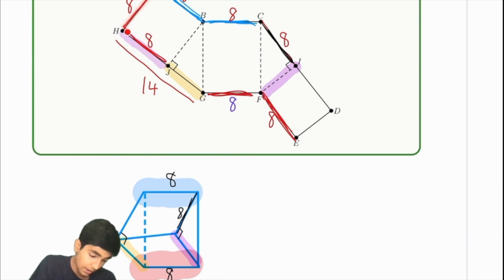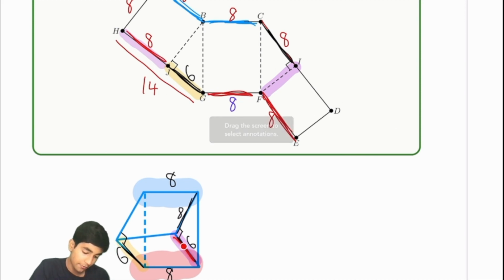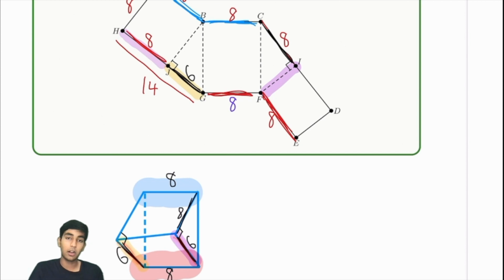So this is a rectangle as well. It has to be by prism properties. This is 8. This is 8. Oh, but the whole thing is 14. So this extra part must be 6. And that extra part, as we already discussed, corresponds to this length over here, or this length over here as well, since these two lengths have to be equal since the bases are congruent.